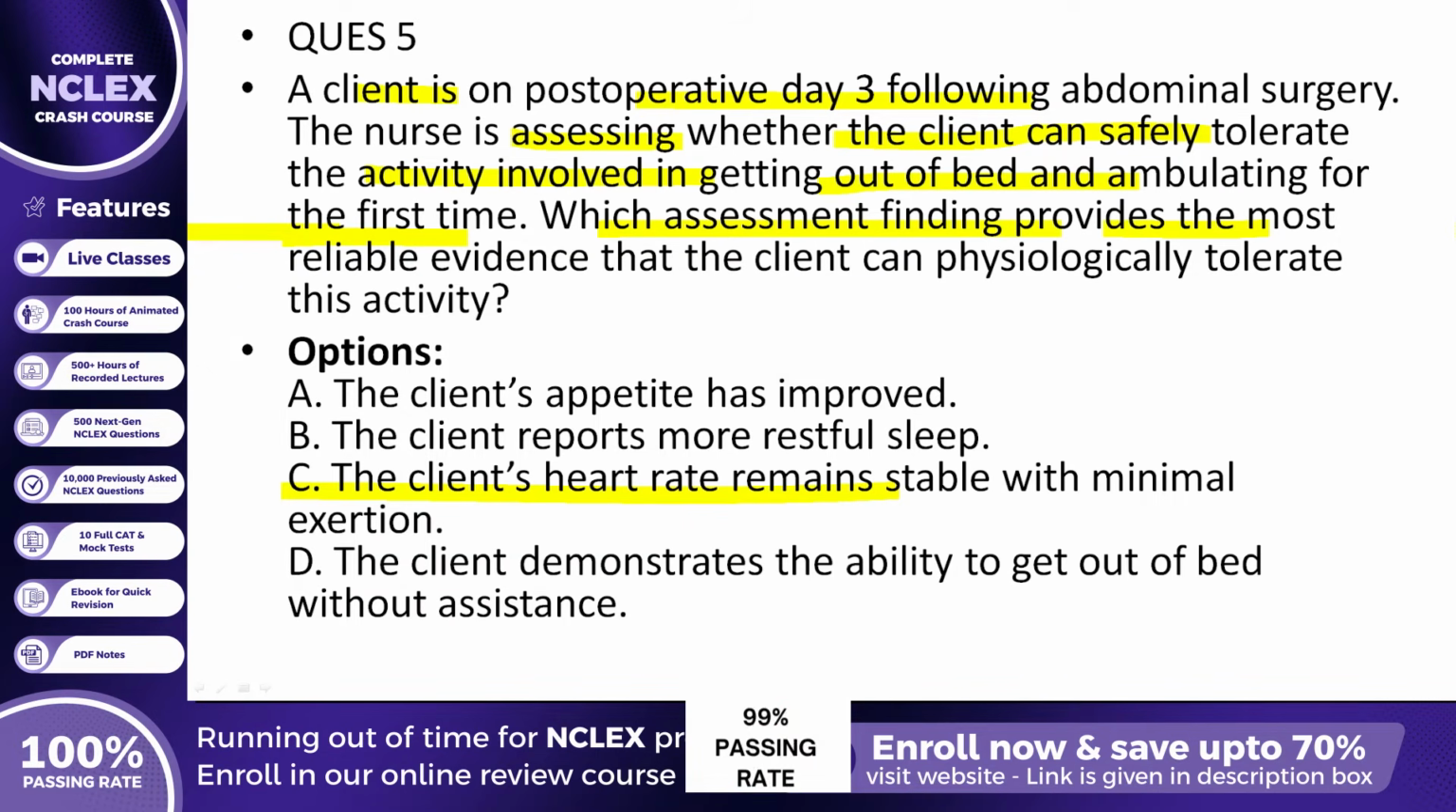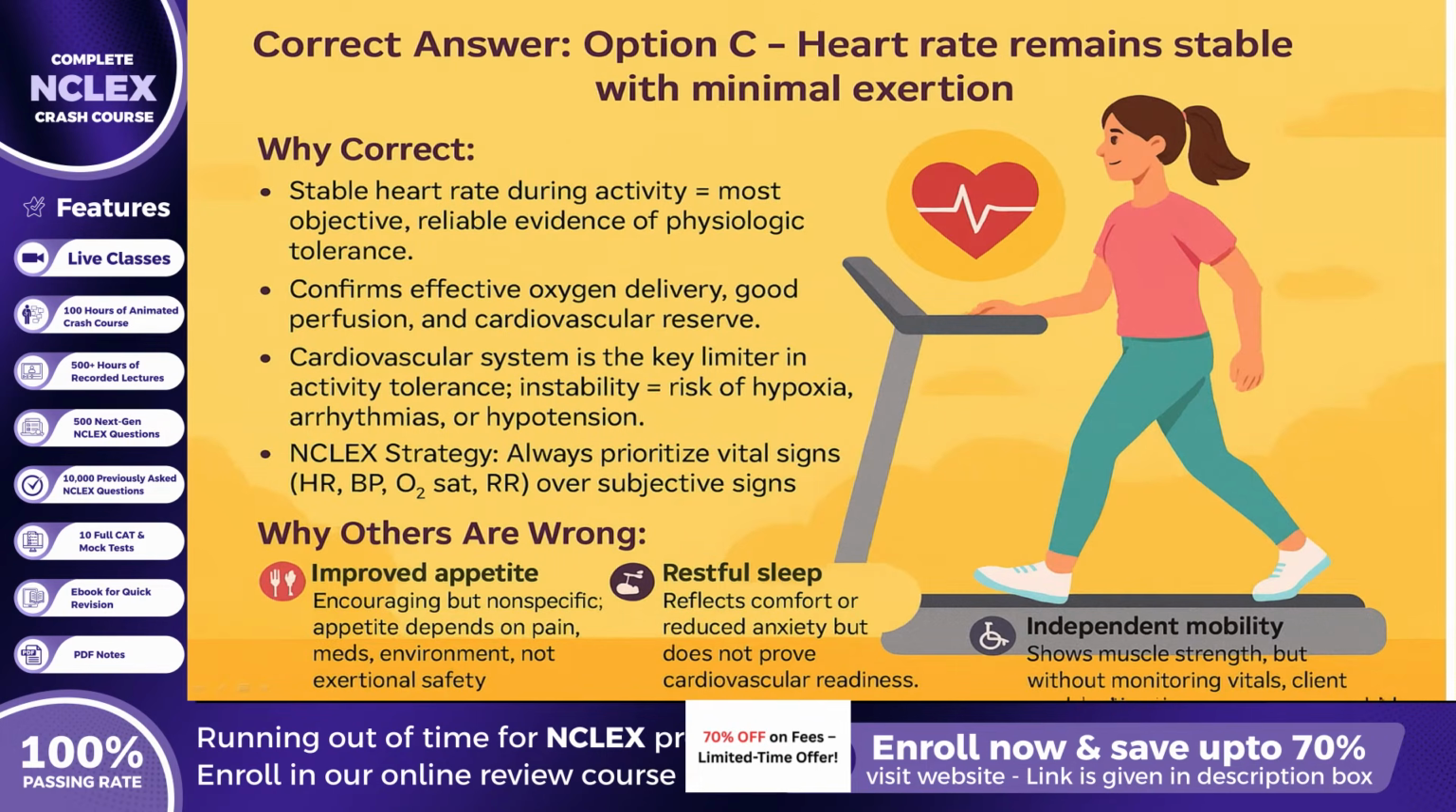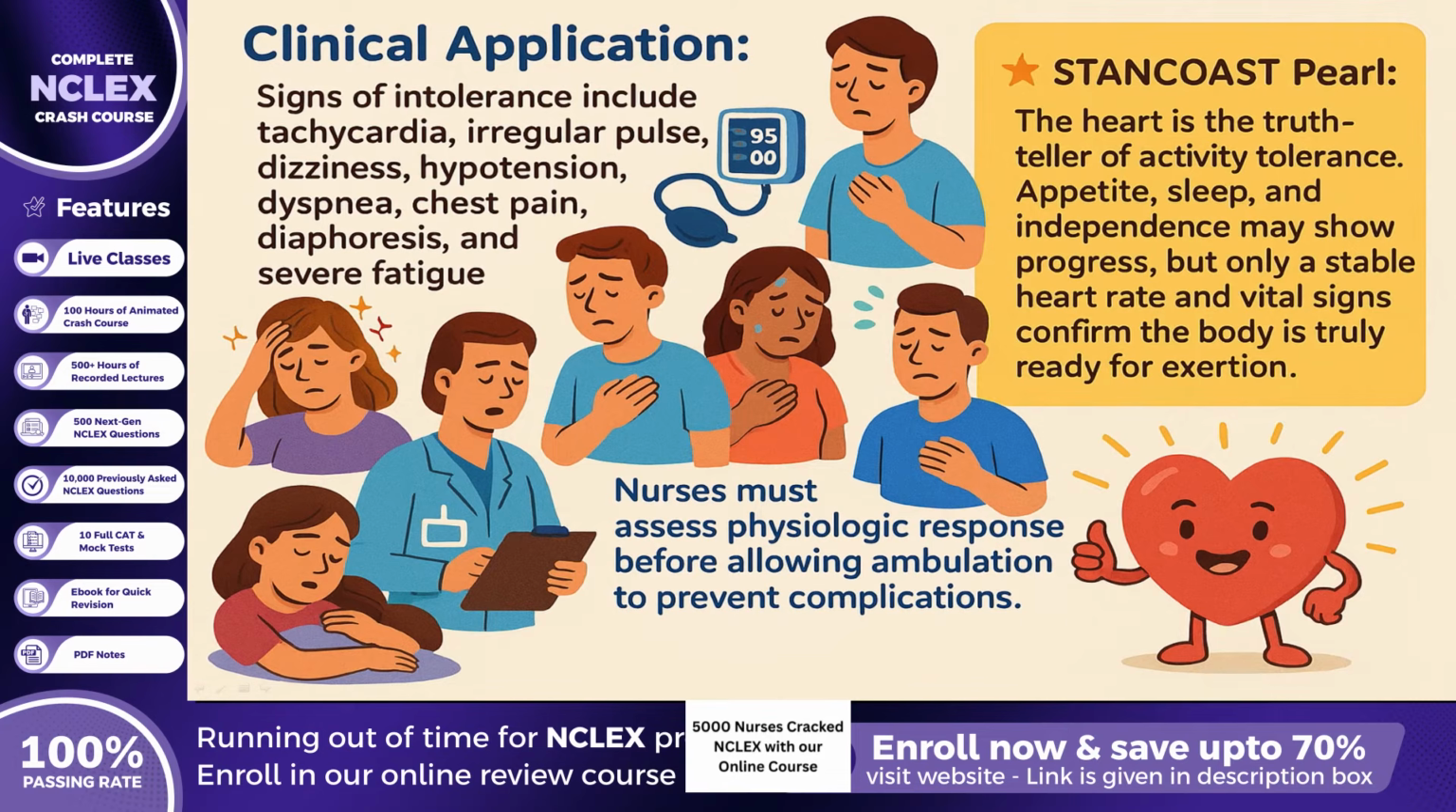Now let us break this down with a detailed rationale. The stability of the heart rate during activity is the most objective and clinically reliable sign that a client is physiologically tolerating exertion. A steady cardiovascular response without tachycardia, irregular rhythms, chest pain, or hypotension confirms that oxygen delivery to tissues remains effective. Since the cardiovascular system is the key limiting factor in activity tolerance, any instability signals risk for hypoxia or poor perfusion. NCLEX questions emphasize that vital signs and physiologic responses, heart rate, blood pressure, oxygen saturation, and respiratory effort, are the gold standard for judging safe ambulation.